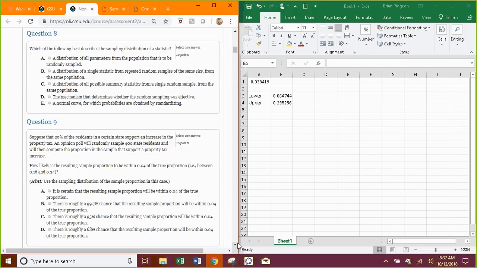Which of the following best describes the sampling distribution of a statistic? Is it a distribution of all parameters? Nope. It's a distribution of a single statistic from repeated random samples of the same size from the same population. There you go. Distribution of a single statistic from repeated samples of the same size from the same population.